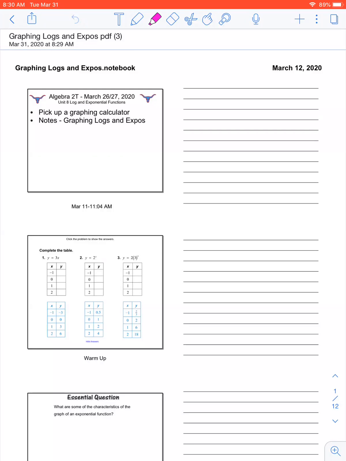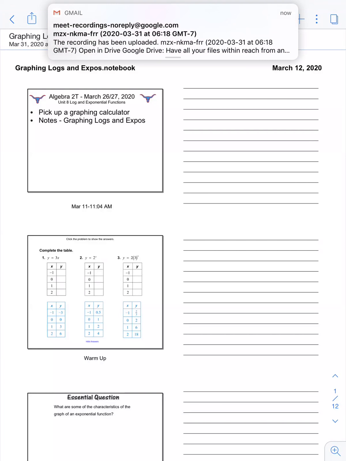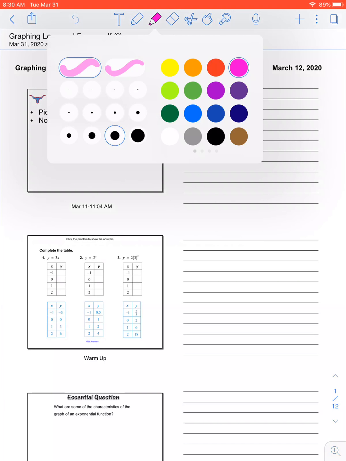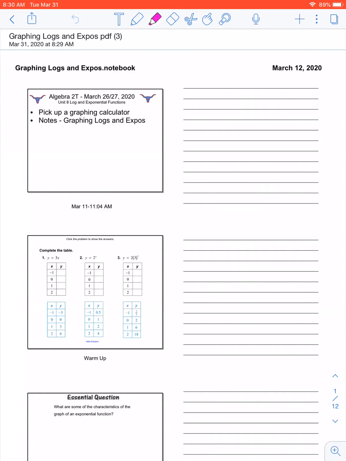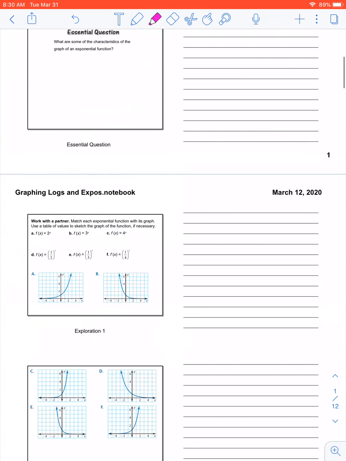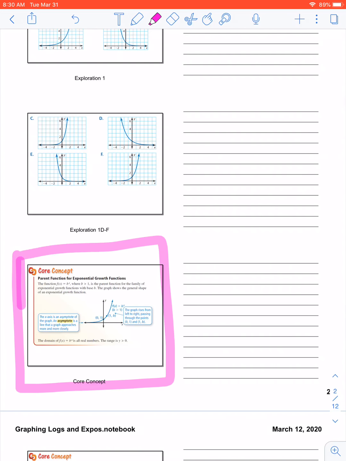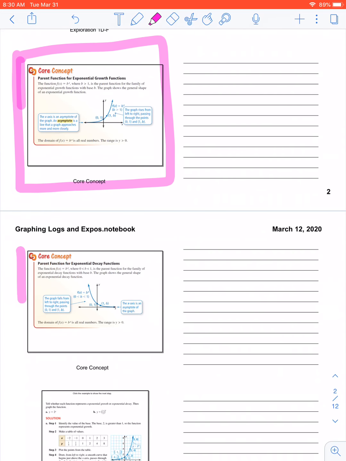So what we're going to do today is finish up the notes on the graphing logs and expo day 1 worksheet. Okay, so if you're looking through this, we talked on Monday about how to graph and go through things, and also how to identify if something is growth or how something is decay. So that was on Monday.